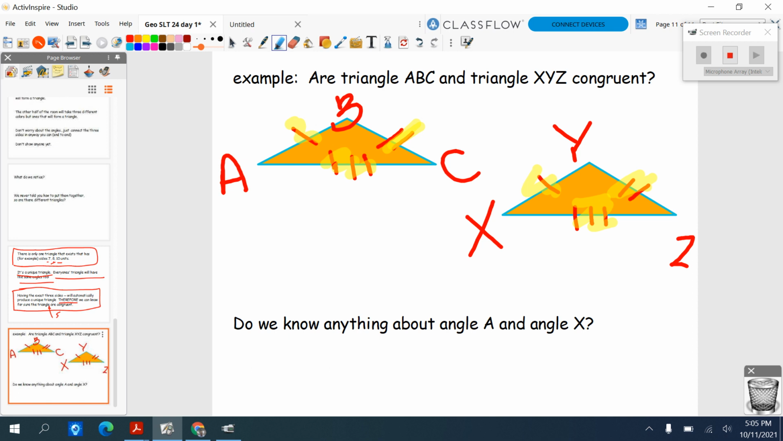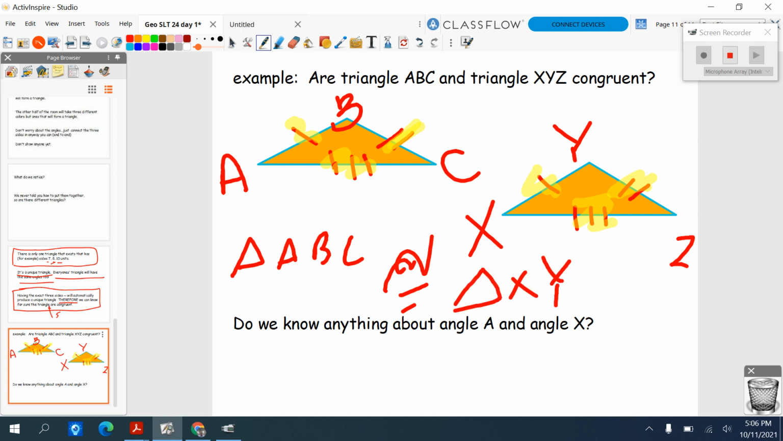Well, what do we know about these triangles? Now, I didn't tell you anything about the angles. To be congruent means you have to have the same exact sides and the same exact angles. Even though I didn't tell you anything about the angles, I know for sure that triangle ABC is congruent to triangle XYZ. Notice I had to write it so that angle X and angle A are the corresponding parts, because I'm matching up the exact same angles and the exact same sides.